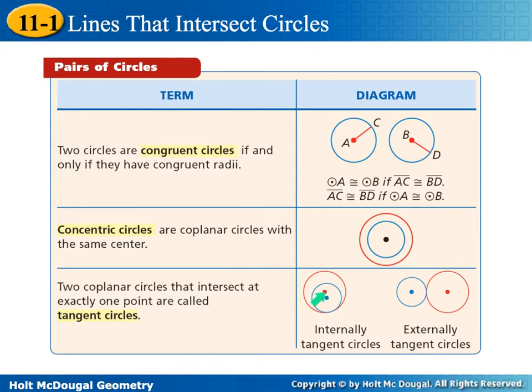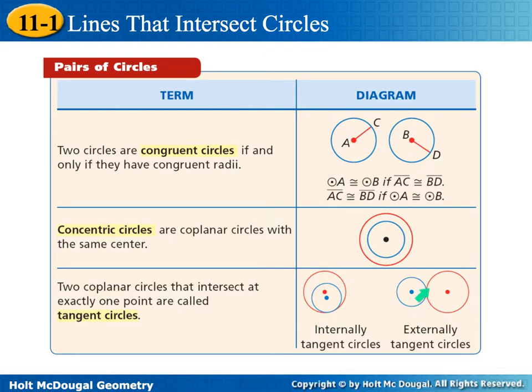Notice this red dot is the center for the red circle, and the blue dot is the center for the blue circle. Up here, the black dot was the center for both. So anyway, internally tangent. Notice how they share that little point right there. That's why they are tangent circles.